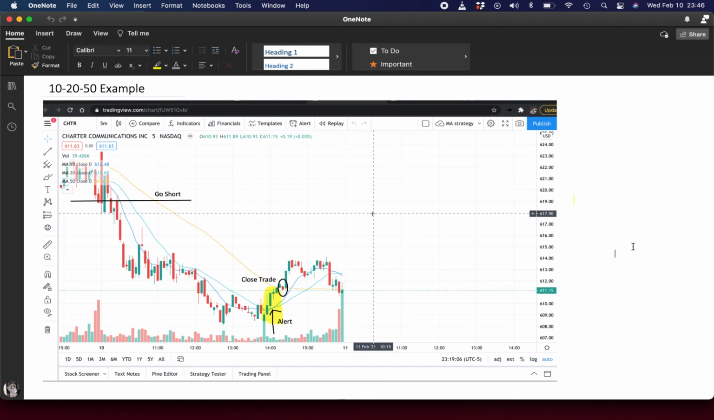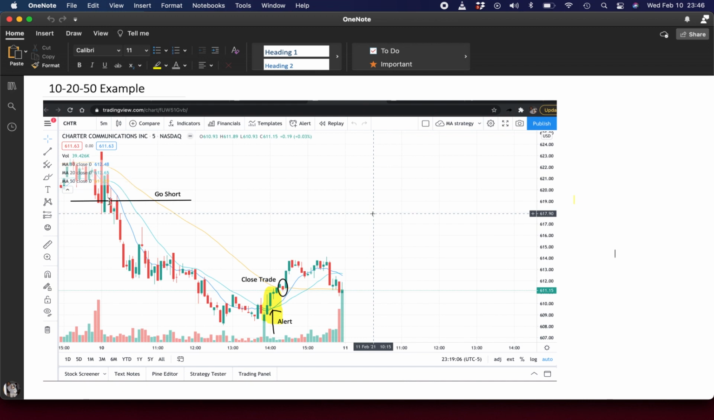So here you can see this stock chart on a 5-minute time frame, Charter Communications. There are three different lines. I think blue shows the 10 period moving average, green shows the 20 period moving average, and yellow shows the 50 period moving average. As you can clearly see, price has been trending down. All right, now the 10, the 20, and the 50 are all pointing downwards. It's a good sign to go short.